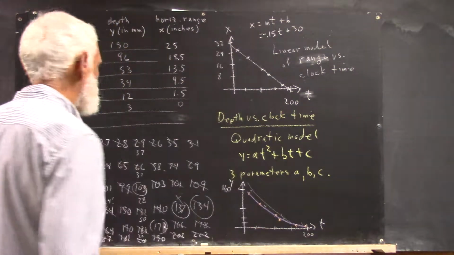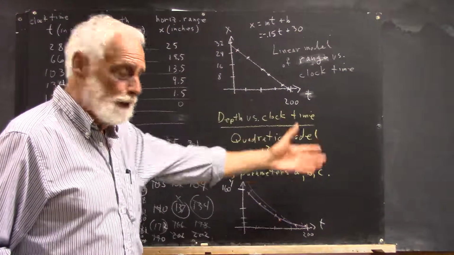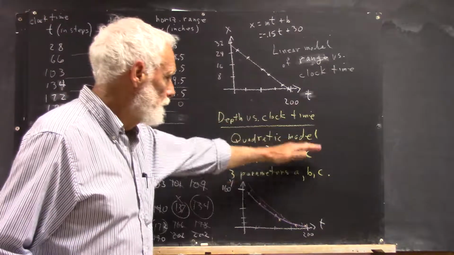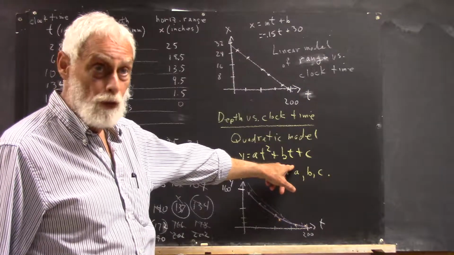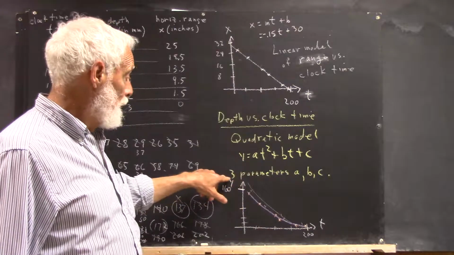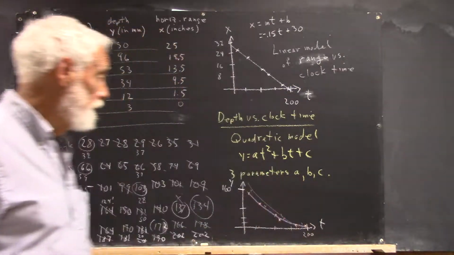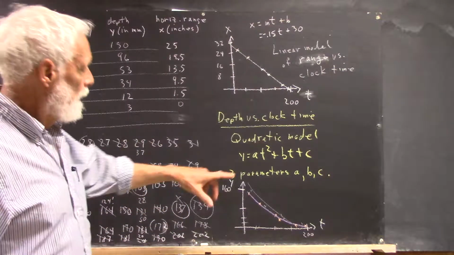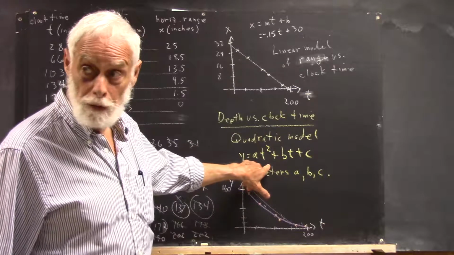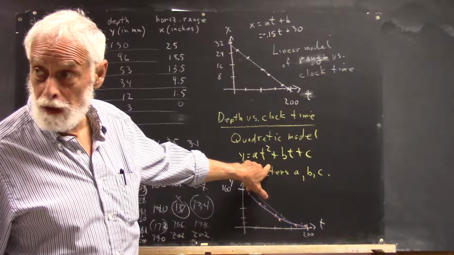Okay, so we've got our linear model. We're doing a depth versus time quadratic model. Here's the form of the quadratic function. We have three parameters, a, b, and c. And what we need is three y versus t pairs, which is like 3 points on the graph.